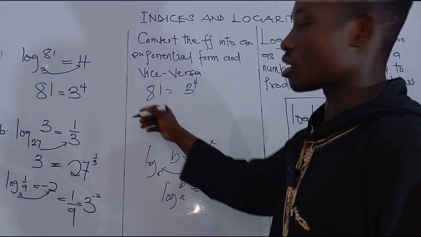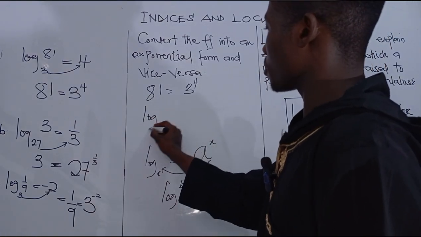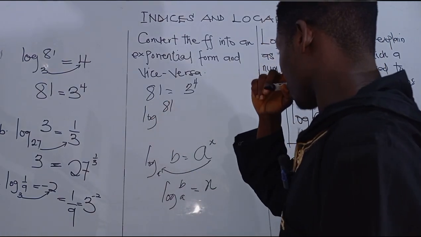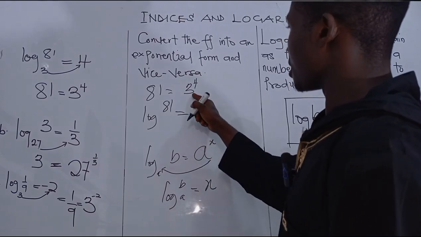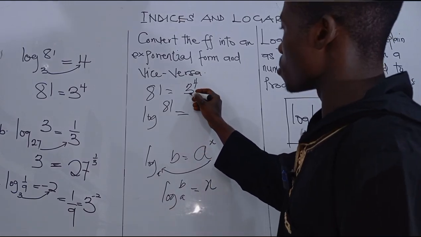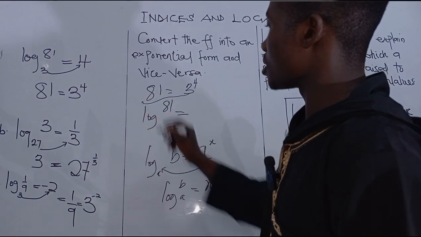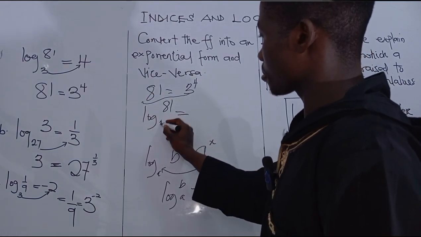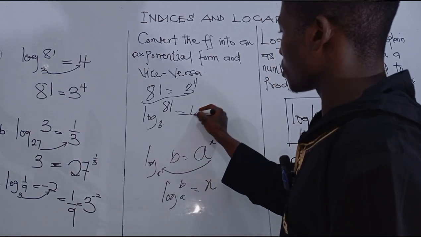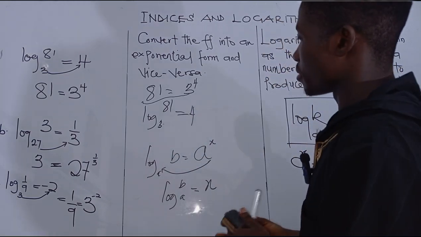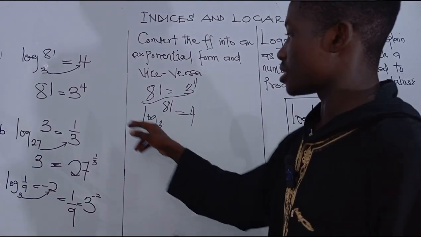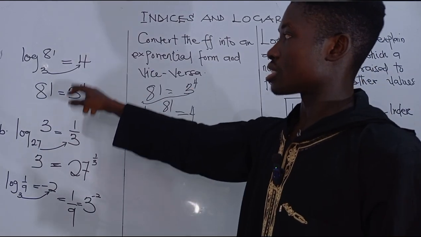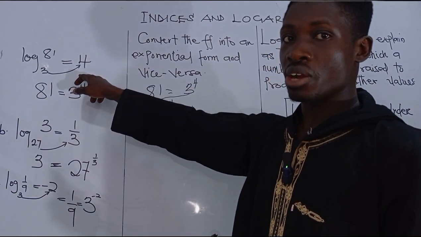So we are going to introduce our logarithm. We have log of 81, and then the base of the power will move and become the base of the logarithm. We are left with 4. Very, very easy. This is the logarithm form of this, and we are back to the logarithm form.